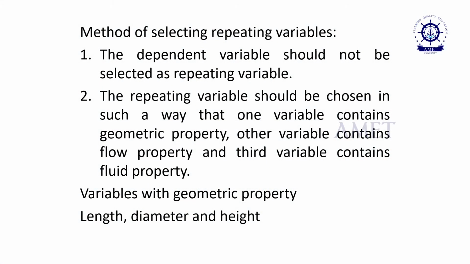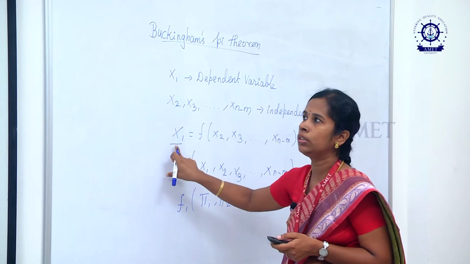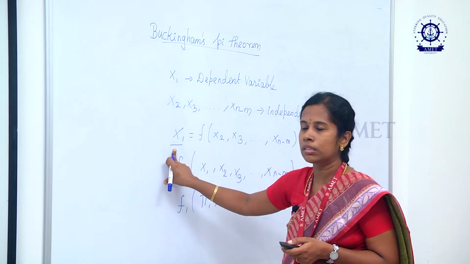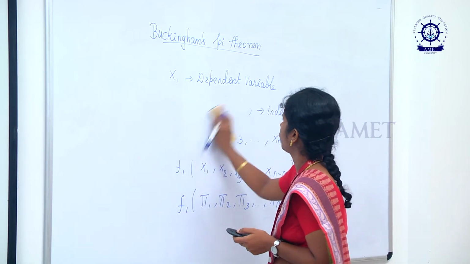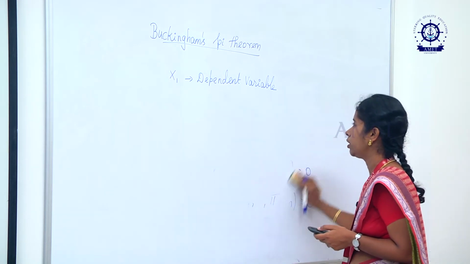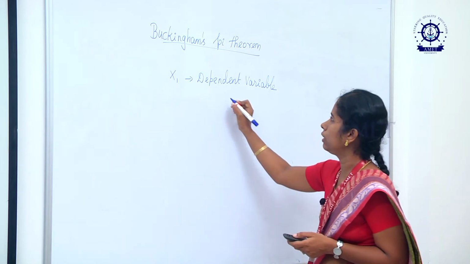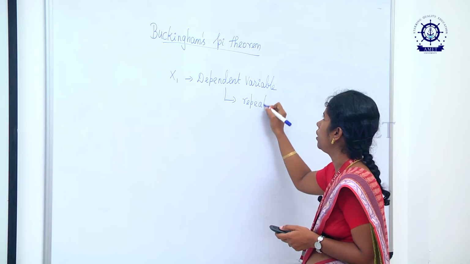What are the methods of selecting the variables? First we will see the dependent variable. Which is the dependent variable? x1 is the dependent variable. This dependent variable should not be chosen as the repeating variable. That is the first criterion. To solve the equation you should have dependent and independent variables, but you should not select the dependent variable as the repeating variable.